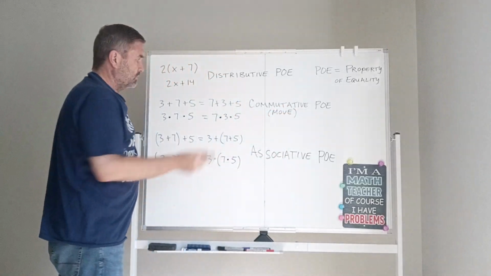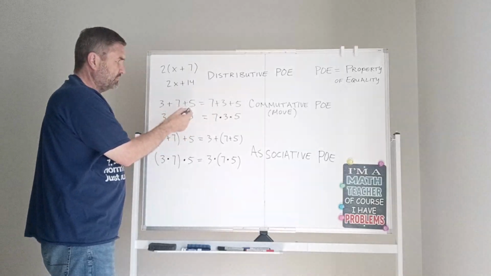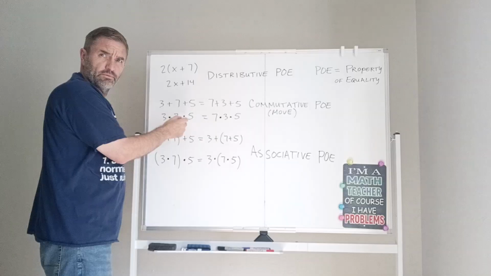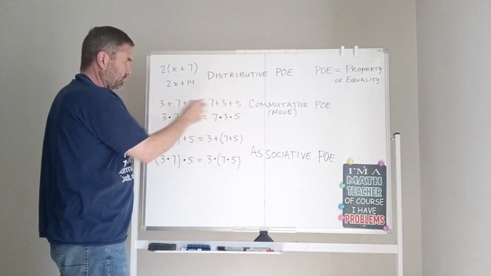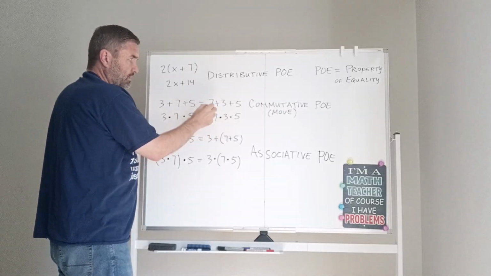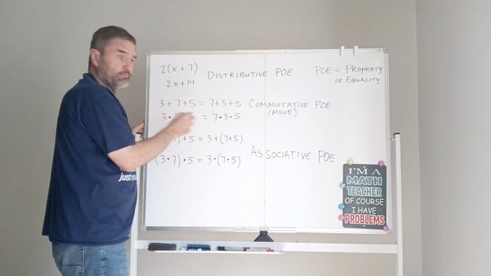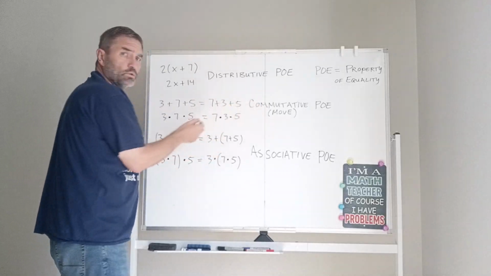Okay? Here's an example. 3 plus 7, 10 plus 5, that's 15. 3 times 7, 21, times 5, that's 105. Well, what if I move them? See, look at the 7 and 3. They moved. They changed places. Same thing here. 7 plus 3, 10 plus 5, still 15. 7 times 3, 21, times 5, still 105. Okay, you move the numbers.